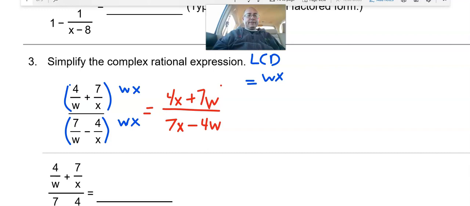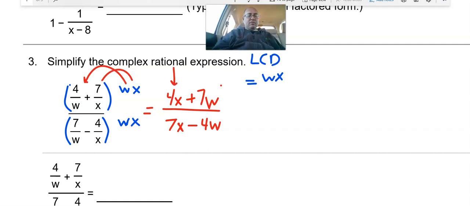Oh well. So the least common denominator here is w times x. They don't have anything in common, so you got to just multiply them together. It's kind of like 2 and 3. There's nothing in common. Or in the one before when we had 7 and 9. So when I multiply wx times 4 over w, the w's cancel, but not the x. So that's why we get 4x.